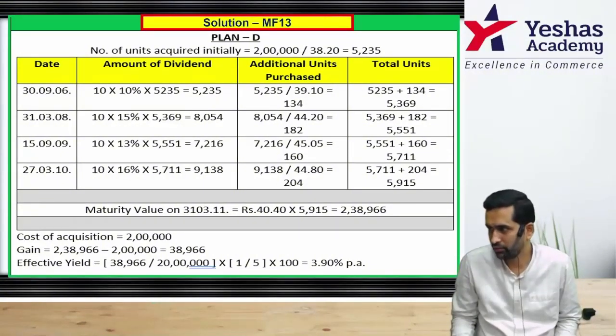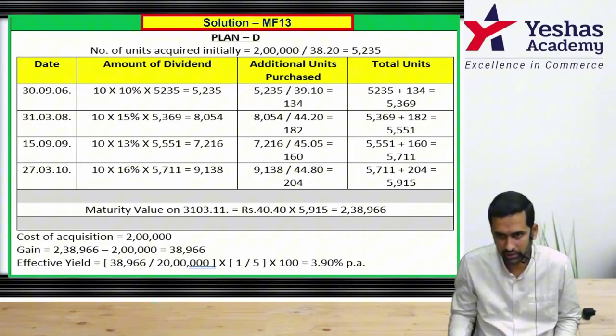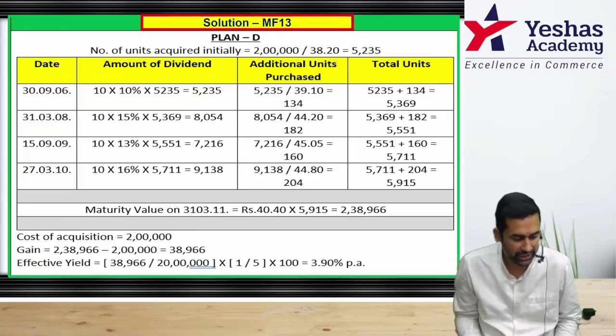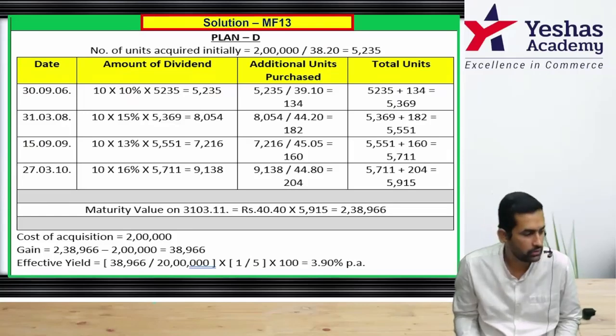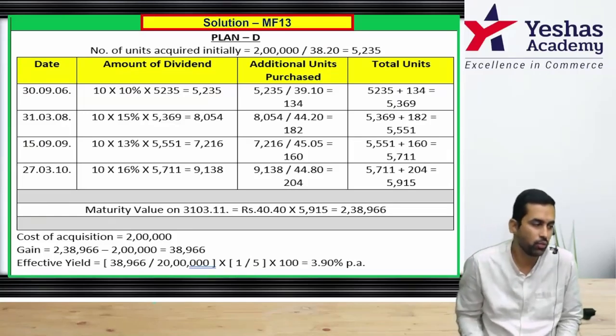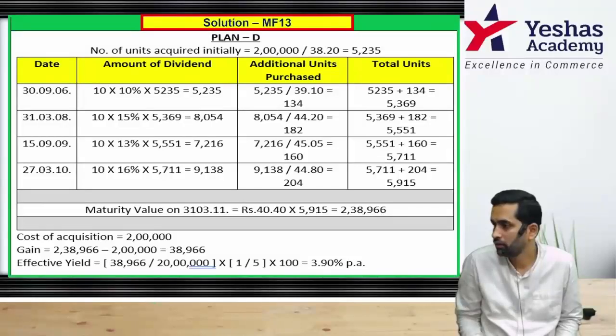You have to be careful while taking the NAV. First you should be in correct plan, and then you have to take the respective date NAV. So 31st 3 2008 NAV was 44.2. So you get 182 units. So old plus new. You will now be sitting with 5551 units.